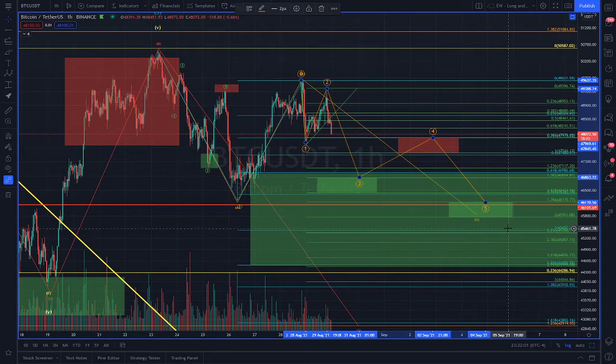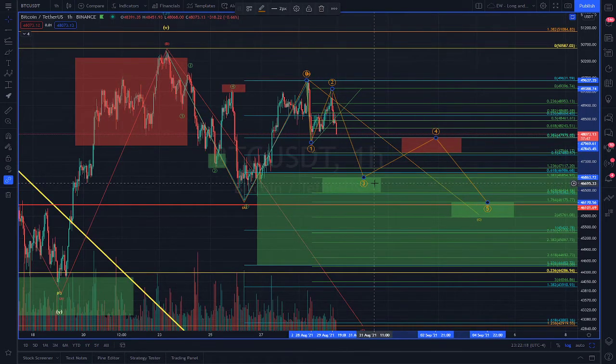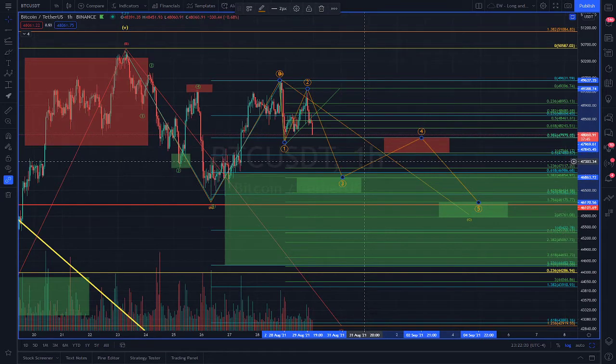So I'm going to slightly modify what I've been saying all along, which was 46K, and make that 45.7 instead. If we stay above 45.7, then I will assume that correction is going to be over there. So that's pretty much the update on Bitcoin. Let's see what the overnight action brings for us, and go from there.